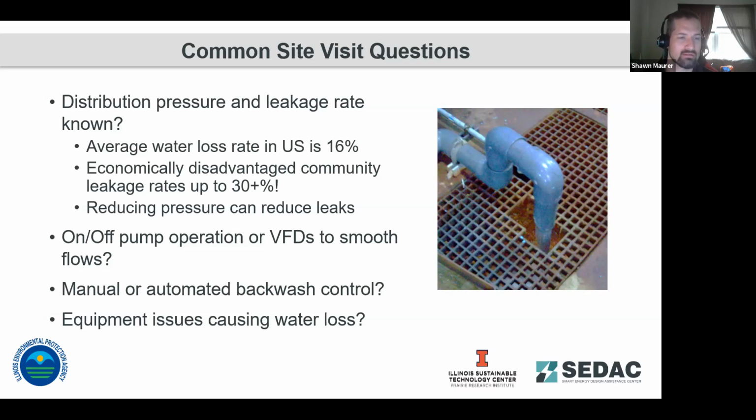We're also going to be looking at, for filtration systems, what kind of backwash control do you have? If you're doing a manual backwash control, is that based on just flow rate through the filters? Is it based on a timed sequence? Kind of what's convenient to the staff to do? Do you have some kind of automation of that backwash system?